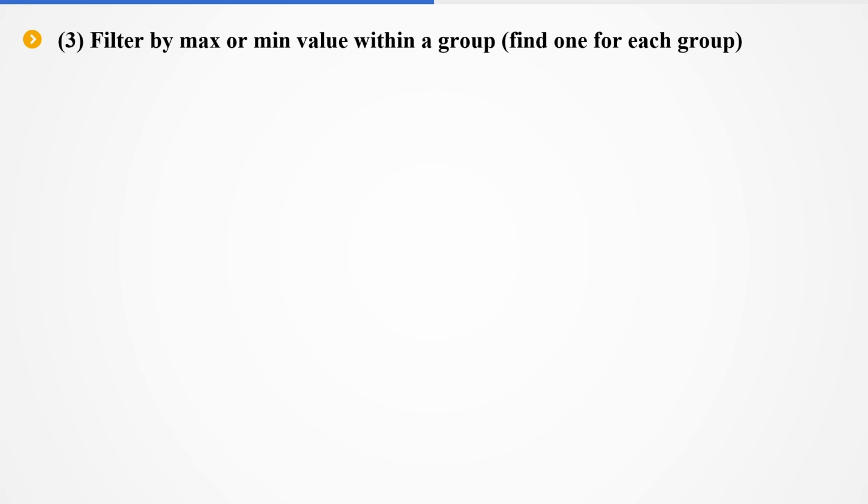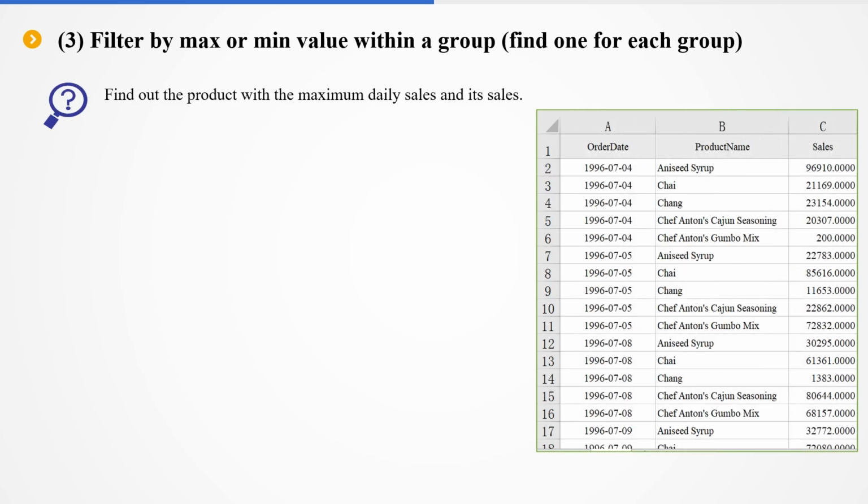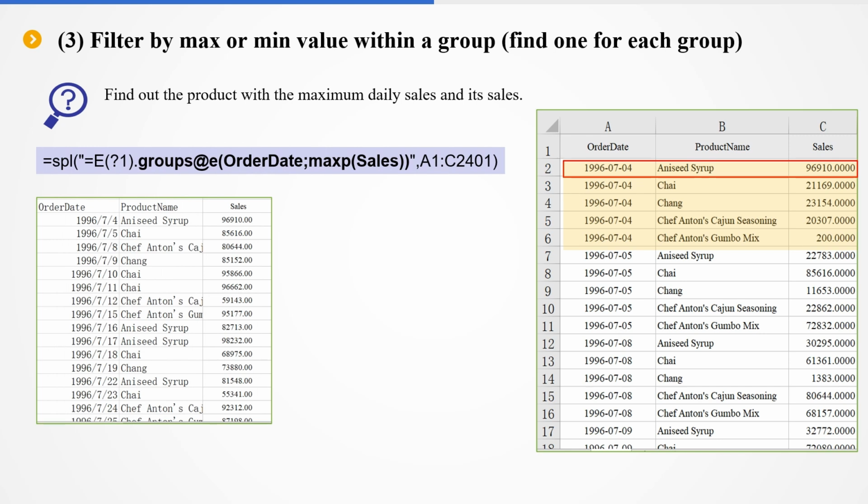3. Filter by maximum or minimum value within a group, find one for each group. There is an Excel table for the daily sales of products. It is required to find out the product with the maximum daily sales and its sales. For example, the product with the maximum sales on July 4, 1996 is aniseed syrup, and its sales on that day is 96,910.